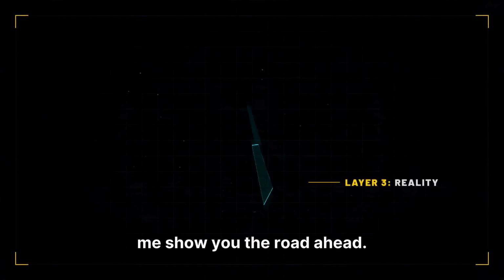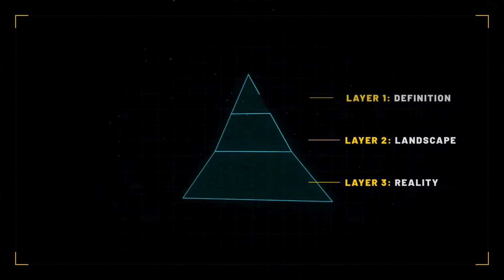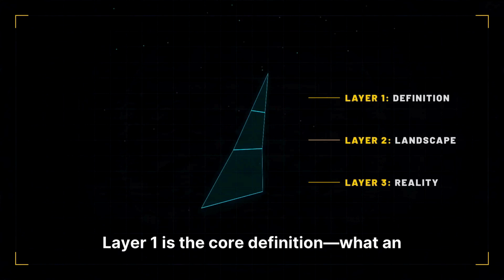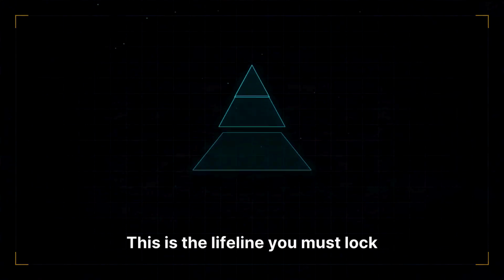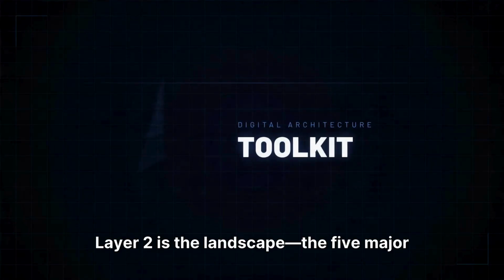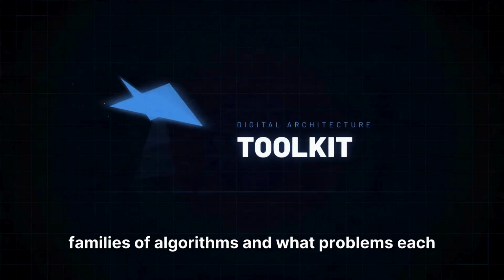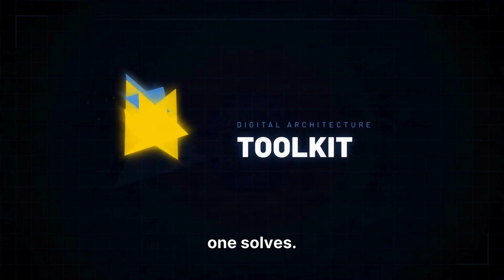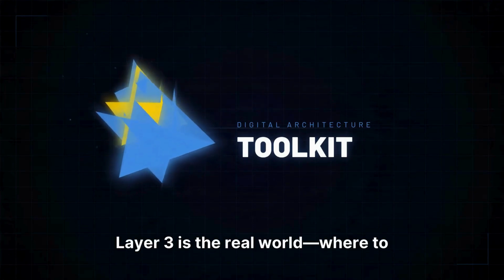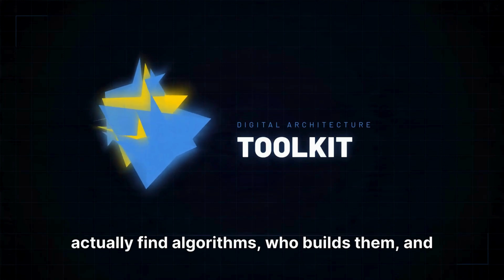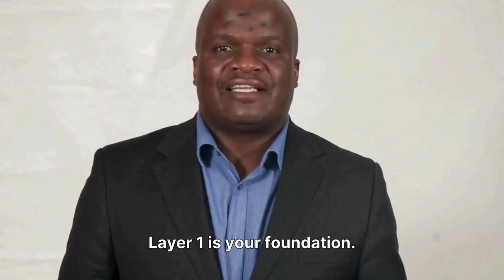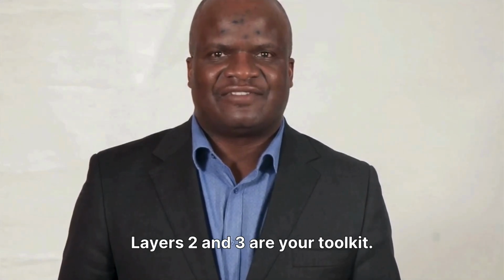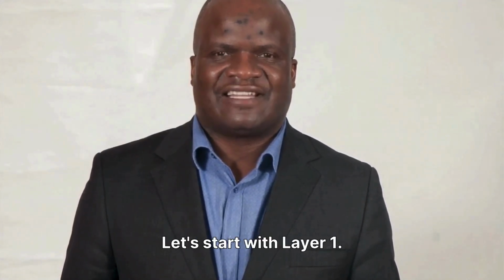Before we dive into the details, let me show you the road ahead. We are covering 3 layers today. Layer 1 is the core definition, what an algorithm actually is. This is the lifeline you must lock in. Layer 2 is the landscape, the 5 major families of algorithms and what problems each one solves. Layer 3 is the real world, where to actually find algorithms, who builds them, and how to use one in practice. Layer 1 is your foundation. Layers 2 and 3 are your toolkit. Let's start with Layer 1.